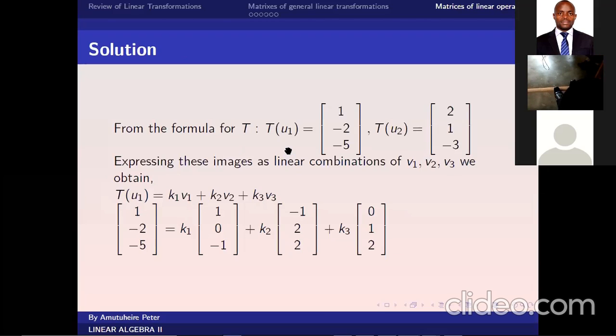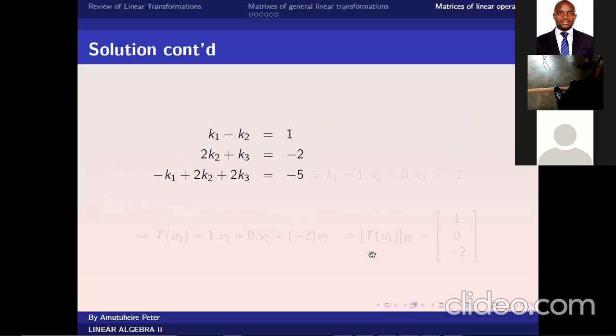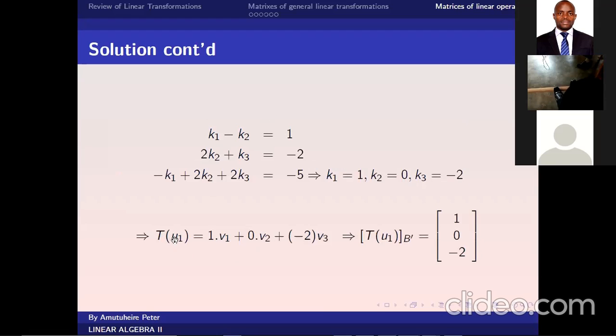So when we equate coefficients, we get K1 minus K2 equal to -1. We get K1 plus 2K2 plus K3 equal to -2. We get minus K1 plus 2K2 plus 2K3. So we get this system of equations. When we solve them simultaneously, we have K1, K2, K3 like that. So it means that when we write T of U1 as a linear combination, it gives us that.